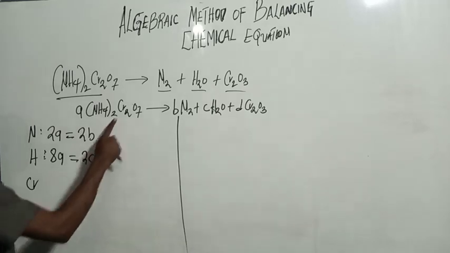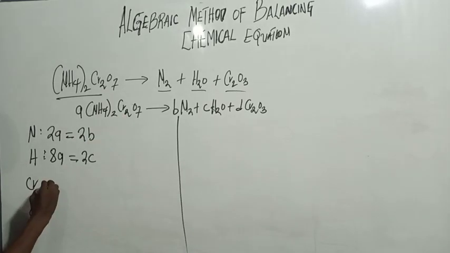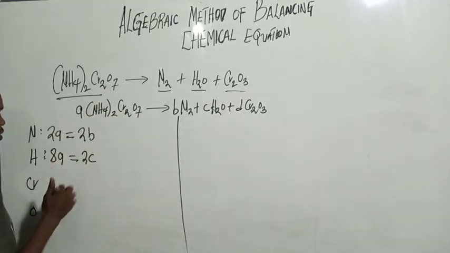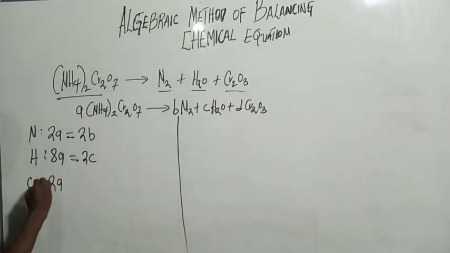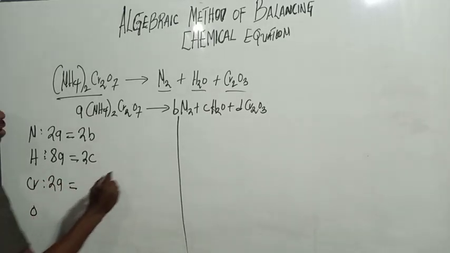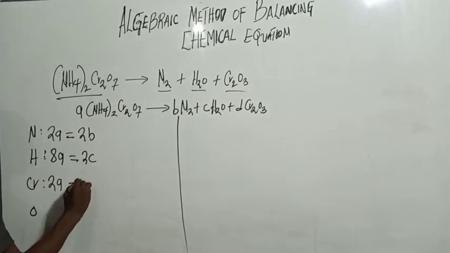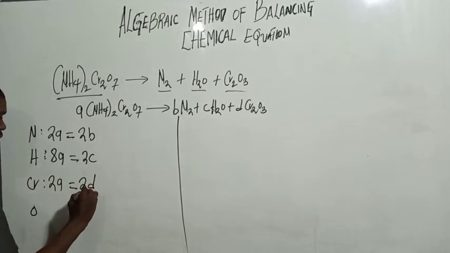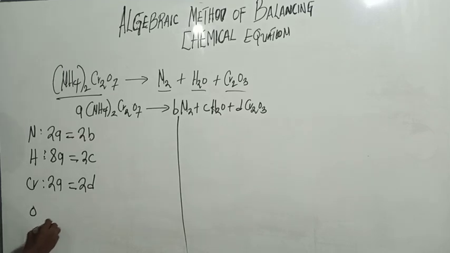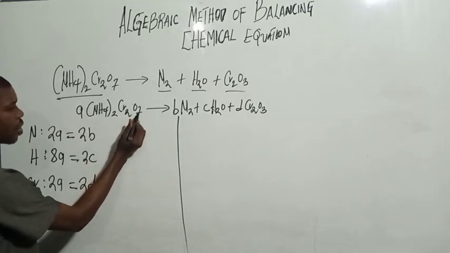The chromium: how many do you have here? 2, so it's going to be 2A, right? Equals to how many chromium do you have here? 2, so it's going to be 2D, right? Next is oxygen. How many oxygen do you have here? 7.